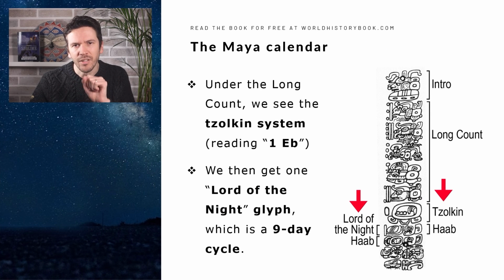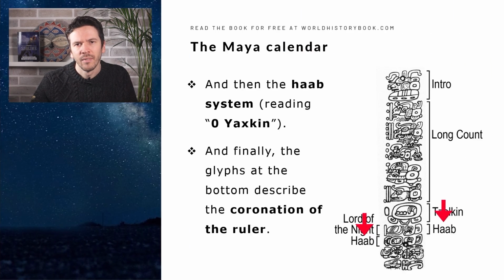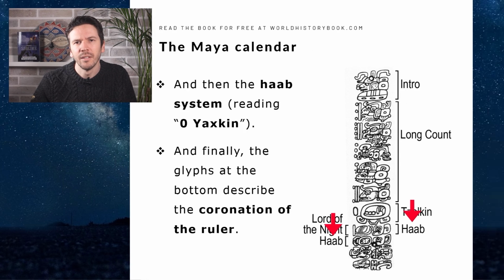Under the long count symbols, we also see the Tzolkin system, which in this case reads 1 Eb. Then underneath it, we have the Lord of the Night glyph, which is a 9-day cycle we haven't even mentioned. And then to the right and the bottom of that, we see the Haab system, which reads 0 Yaxkin. And then finally underneath, there are some glyphs describing the coronation of a ruler. And that date, of course, is the year that this ruler was crowned.